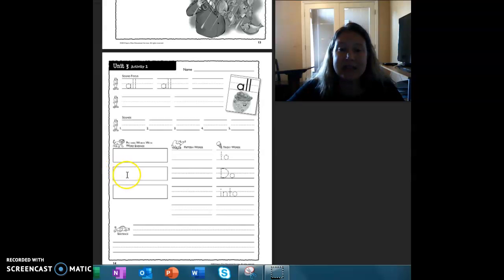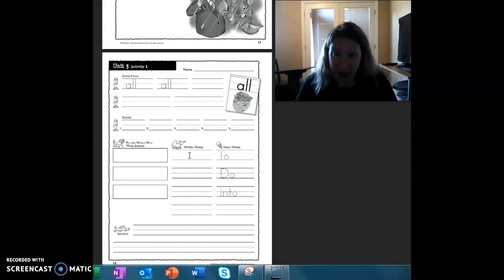Write swinging in the second box. Should be spelled S-W, sw. Ing is ing, and then ing again. Swing, ing. And the last word that you should write down in the box there, okay. If the base word is dark, I want you to write dark with the suffix er at the end. So your word is darker. Write darker in the third box here. Should be spelled D-A-R-K-E-R, darker.